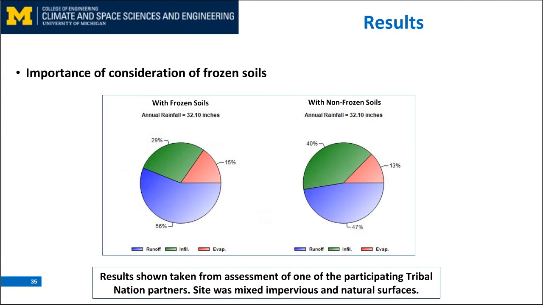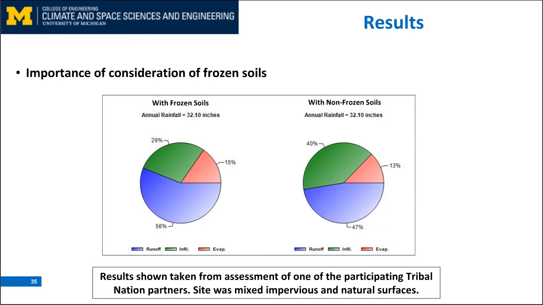So here's just an example of why one would want to go to the extent of looking at how ground cover is changing through the course of the year. On the right side is the baseline. Looking at, in this particular location, the annual rainfall was 32.1 inches. And you can see that one of the nice things, as Chris showed with the Stormwater Calculator, is that you can look at the relative amounts of runoff, infiltration, and evaporation. On the left-hand side was a situation where we went into the literature and we found estimated values for the infiltration for frozen soils.